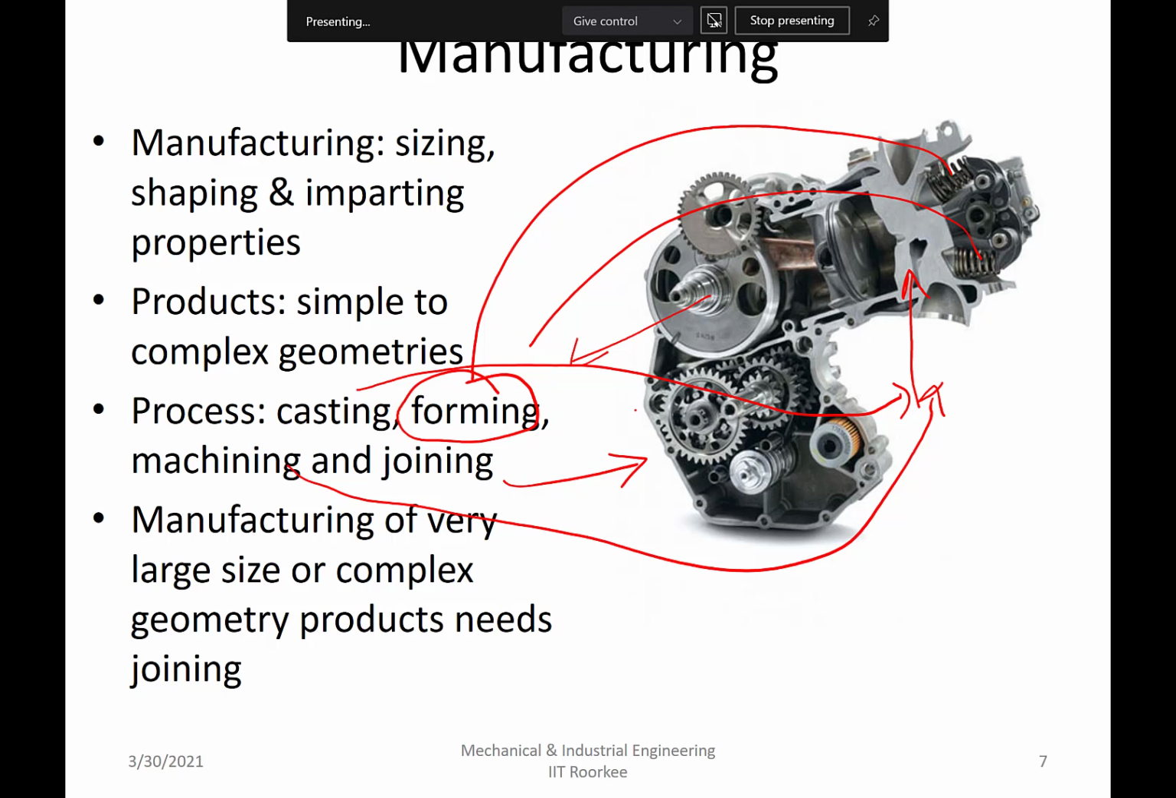Now, about joining, I will talk a little later, because here the joining may be simply assembling through nuts and bolts and rivets, or it can be welding, brazing, or soldering. So for making any usable product, you need different materials and different processes, so that the different components with the desired set of properties can be made.